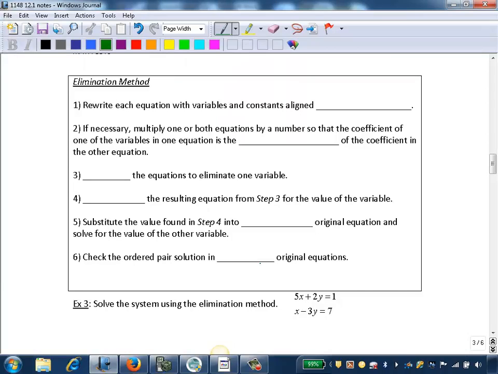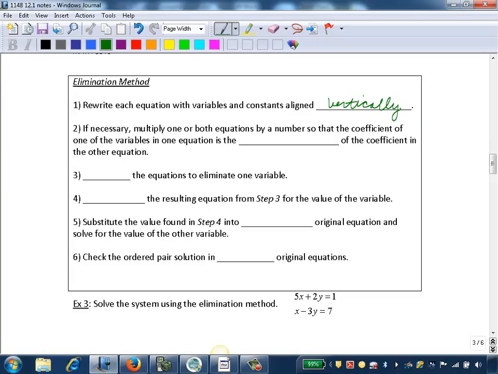We'll now review the elimination method for solving a system of equations in two variables. Step 1, we want to rewrite each equation with its variables and constants aligned vertically. Oftentimes, the equations will already be written in this form, but if not, you want to rearrange them so all the x's are lined up, the y's, the equal signs, and the constants.